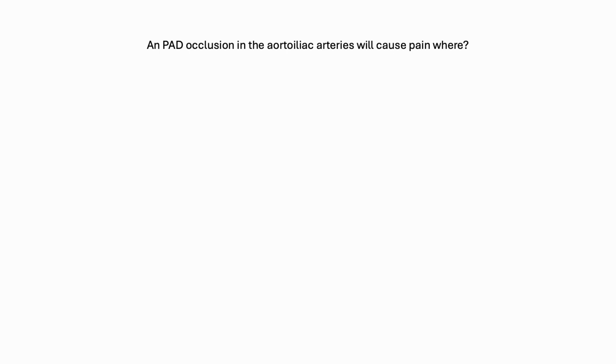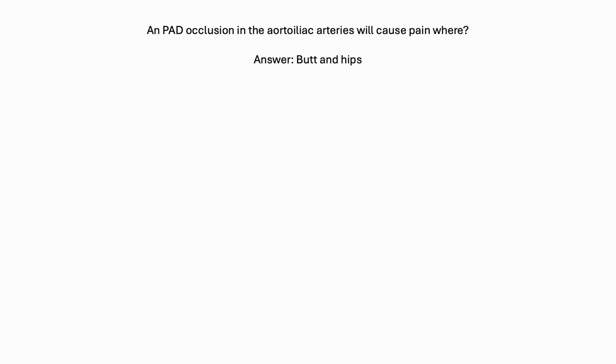Peripheral artery disease occlusion in the aortoiliac arteries will cause pain where? So this is going to be the butt and the hip area. Think about where your aorta splits into your iliac arteries. That's going to be right at that level. So that blood supply is going to be diminished with peripheral artery disease and causing that achy pain from the ischemia to that muscle.